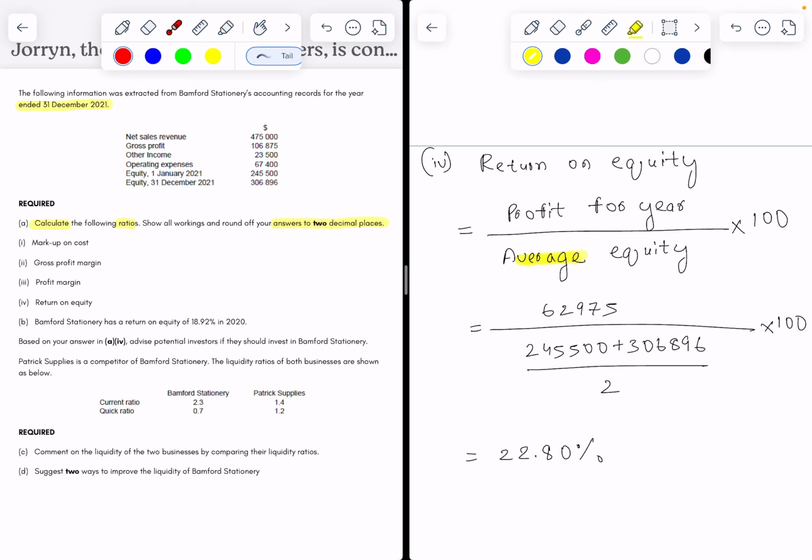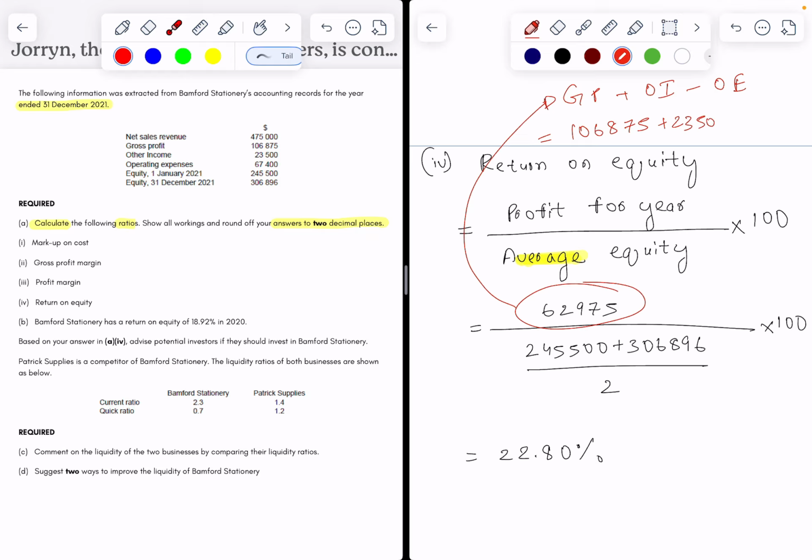Now, the profit for the year is something we have already derived in the previous ratio but let me show you again how we get 62,975. So we just simply take the gross profit and then add the other income, which is OI here for short, and lastly we'll subtract the operating expenses. So the gross profit is given to us at 106,875. The other income is given to us at 23,500, and the operating expenses are given to us at 67,400, which if you do the math, I believe it should be 62,975. All right.